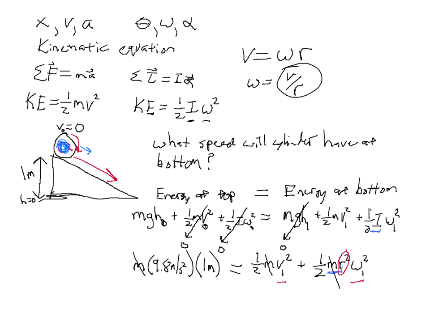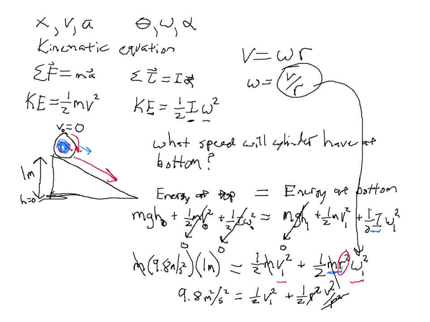And let's plug this in down here for omega. All right, I'm going to go ahead and multiply the 9.8 times the 1, so that gives us 9.8 meters squared per second squared equals 1/2 v1 squared plus 1/2 r squared. Now, omega squared is v squared over r squared, based on what we did up there at the top. Okay, now look what happened. I have r squared, and I have r squared in the denominator. Those r's cancel. That's good, because I didn't tell you what r was.